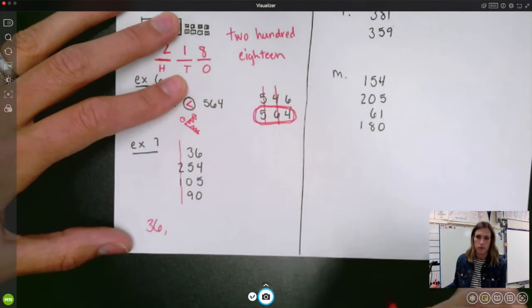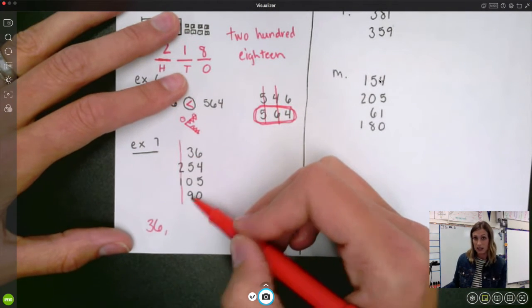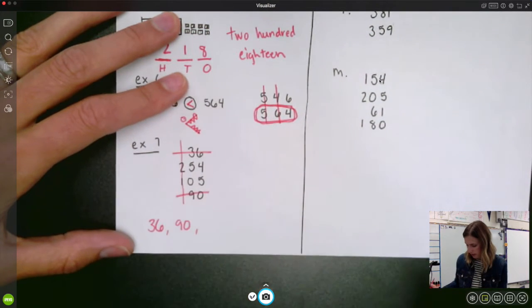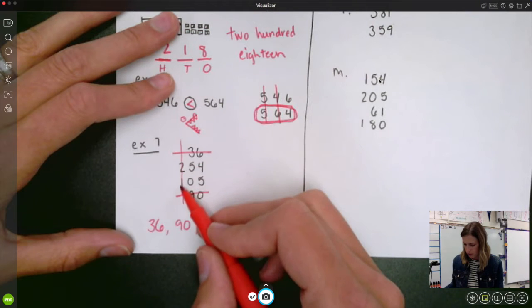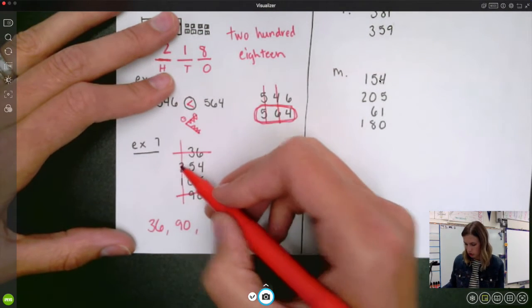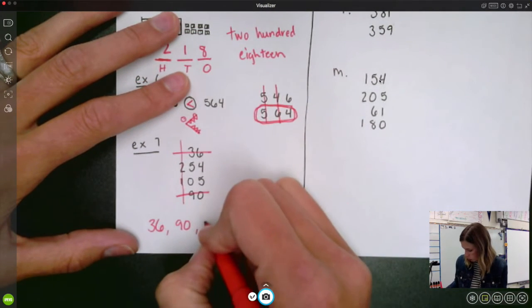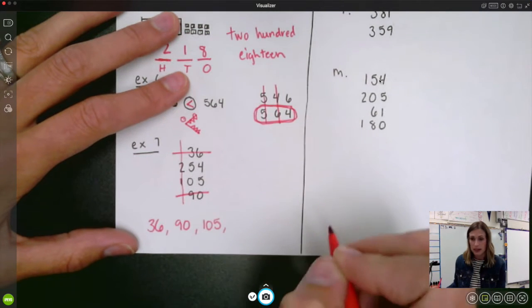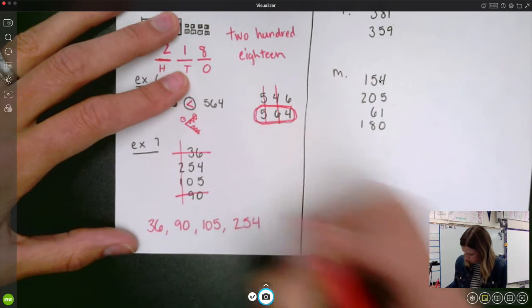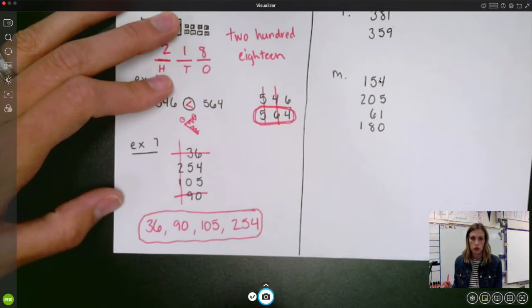Then you can put a comma. What comes after 36? Well, we still have 90, so 90's got to come next. Now I'm done with 36. I'm done with 90. 254 or 105? Which one is smaller? Well, this one's got a 2 in the hundreds place, and this one's only got a 1 in the hundreds place. So 105 is smaller, so 105. That leaves us with 254 for our last number. All right? So that's how we put those numbers in order from least to greatest.